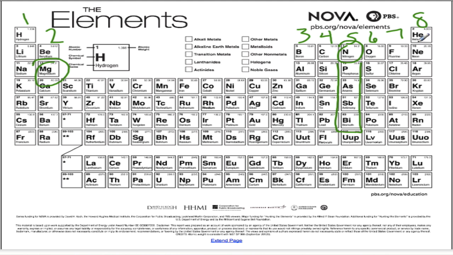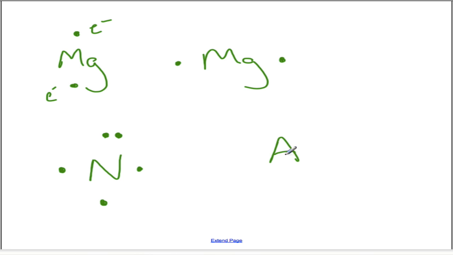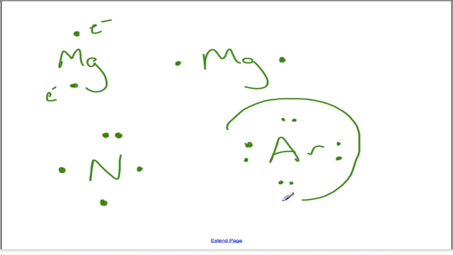If you ever run into, let's say, a noble gas like argon, argon is going to have a full outer energy level. So there are going to be 1, 2, 3, 4, 5, 6, 7, 8. And really this is what every single atom wants to have. They want to have 8 valence electrons. We'll talk about that more when we get to bonding. That's all you need to know about Lewis dot diagrams. So again, practice, practice, practice.